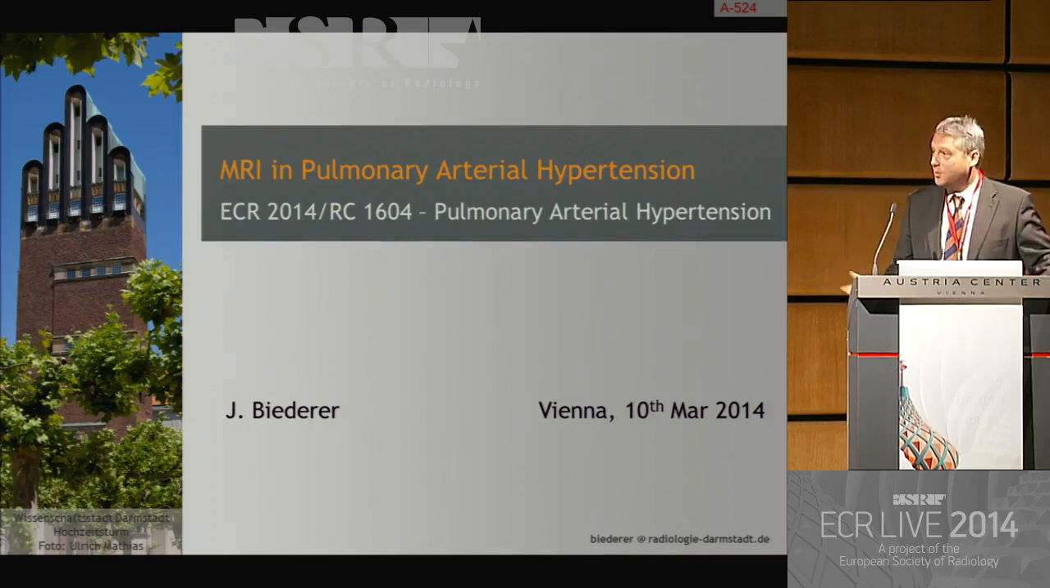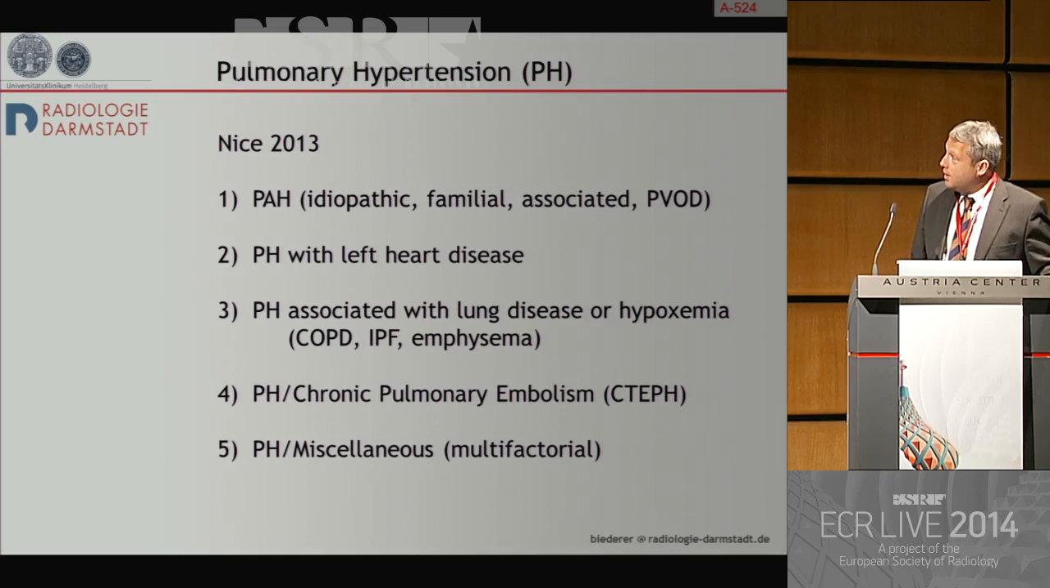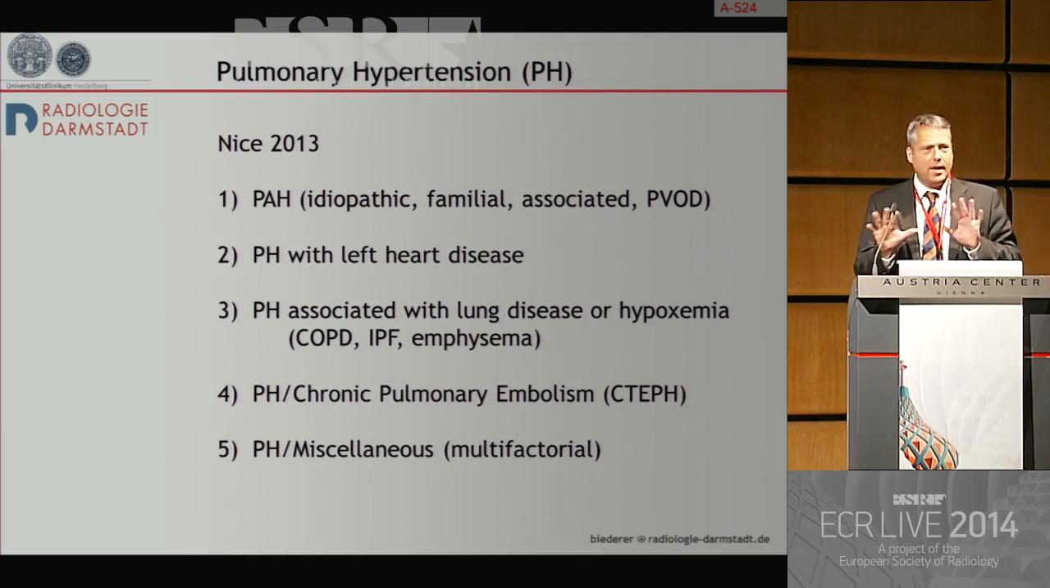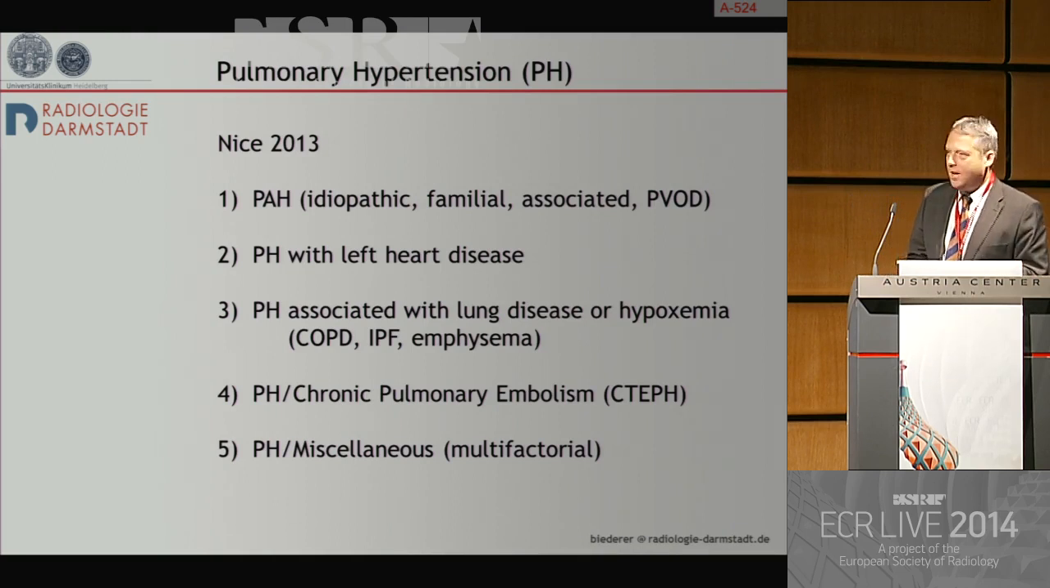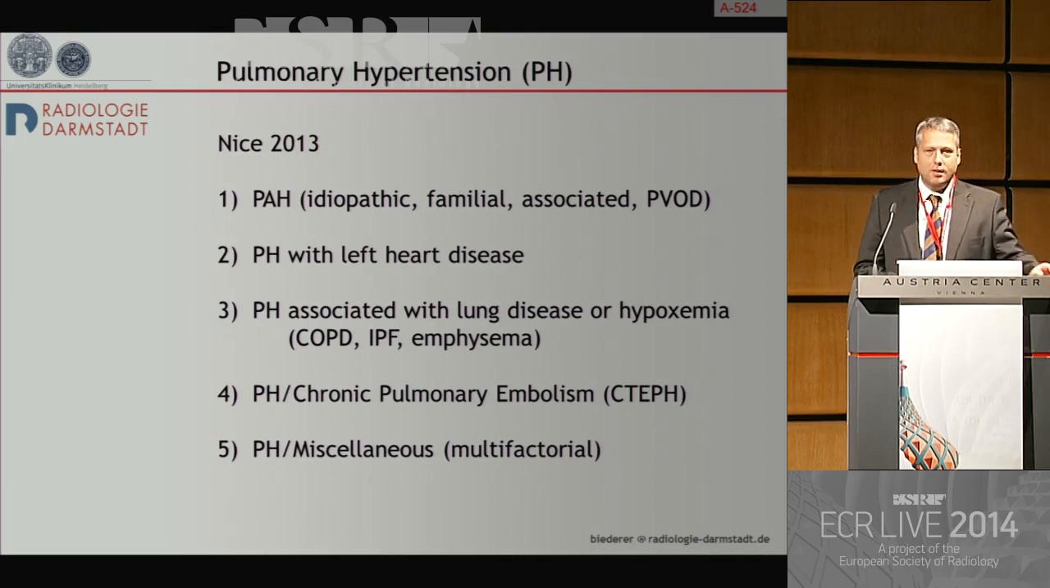It's a pleasure for me to talk to you today about MRI in pulmonary arterial hypertension. If we're talking about MRI in pulmonary arterial hypertension, I try to start with a concept that we would say we need an examination that gives us the right diagnosis in an unclear case and also gives us prognostic factors as well as some data that can be used for follow-up.